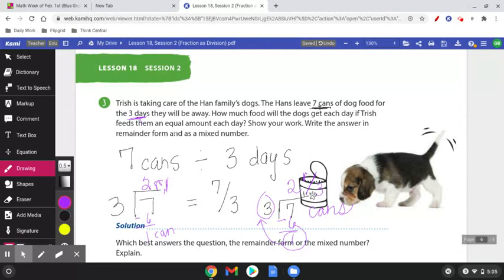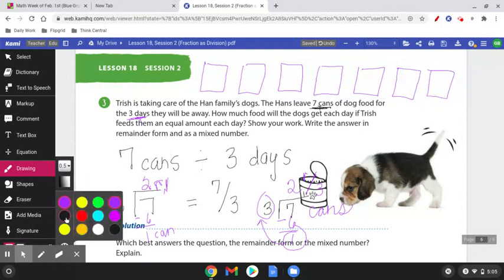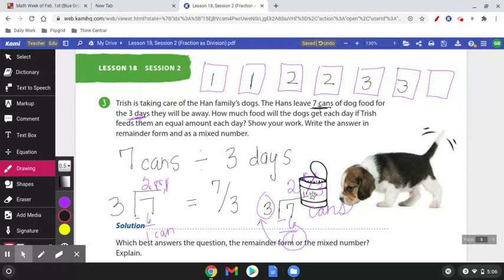And I could draw a picture of this if I wanted to, too. So I would start with 7 cans. This would be another way I could draw a picture. So here's my 7 cans: 1, 2, 3, 4, 5, 6, 7. I could say day 1 gets 2. Day 2 gets 2. Day 3 gets 2. And then I have to divide this last one up between day 1, day 2, and day 3. So they're each getting 2 whole cans plus 1/3 of another can.